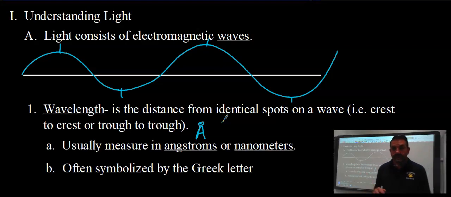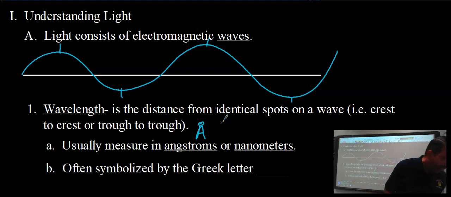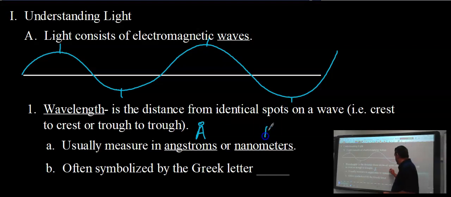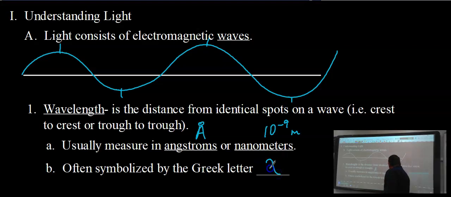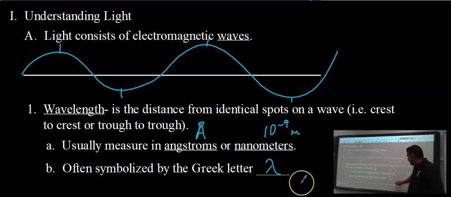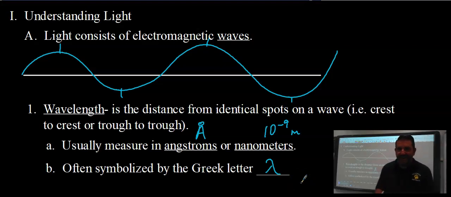Wavelength is sometimes also expressed in nanometers. I believe your book gives the wavelength of light in nanometers. Remember, a nanometer is 10 to the negative 9th meters. So angstroms are 10 to the negative 10th, nanometers 10 to the negative 9th, or a billionth of a meter. When we're using wavelength in a mathematical equation, we often symbolize wavelength with the Greek letter lambda. It's kind of like an upside down Y. So this is called lambda, L-A-M-B-D-A.